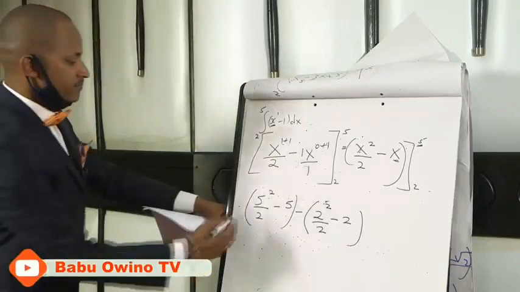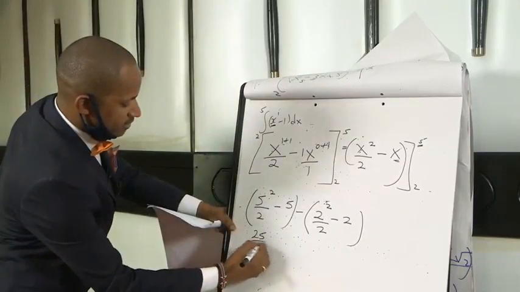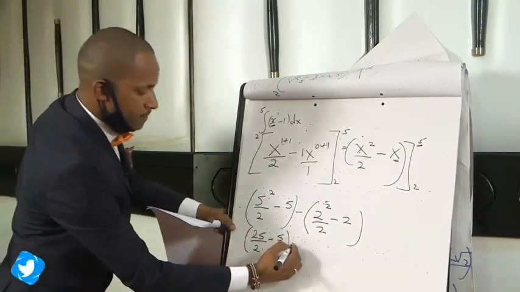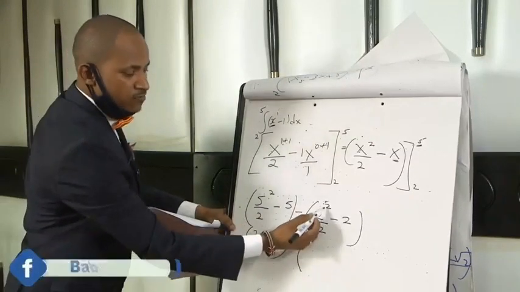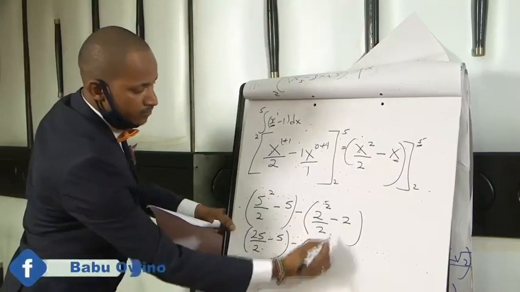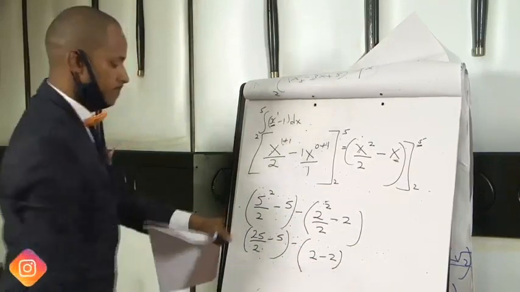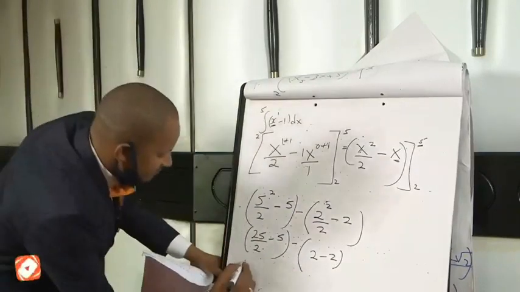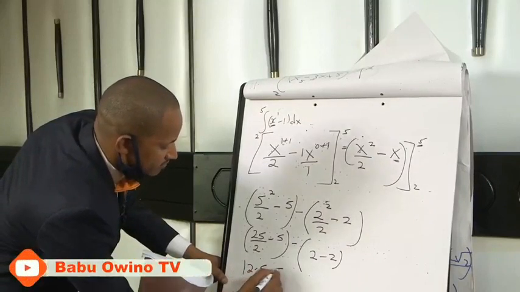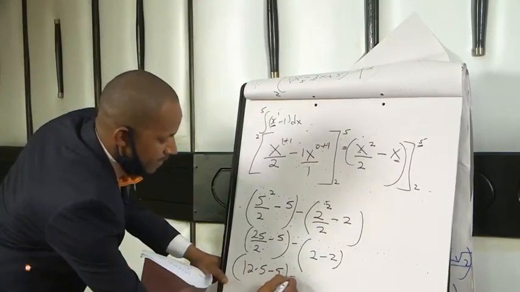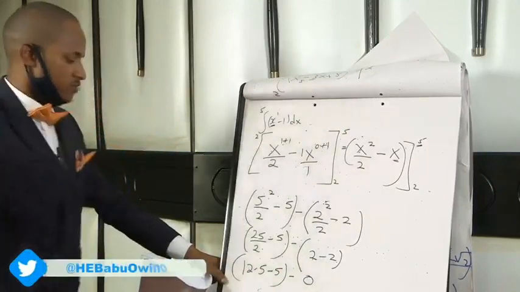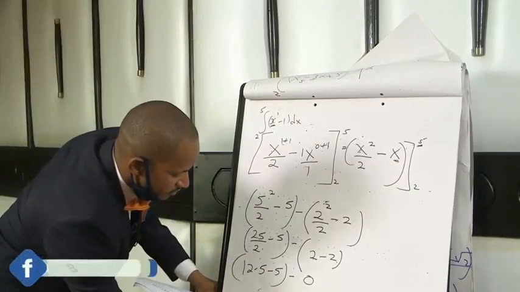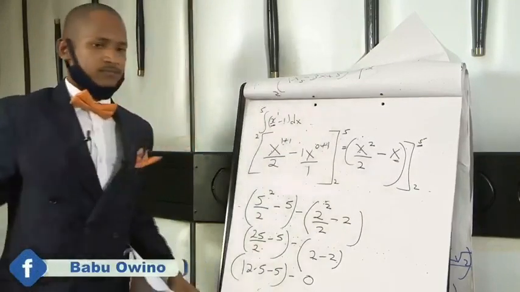You open this up. 5 squared is 25 from your calculator, divided by 2, minus 5, minus 2 squared is 4. 4 divided by 2 is 2. Then minus 2. 25 divided by 2 is 12.5. So 12.5 minus 5, minus 2 minus 2 is 0. Therefore 12.5 minus 5, you get 7.5. That is the value.